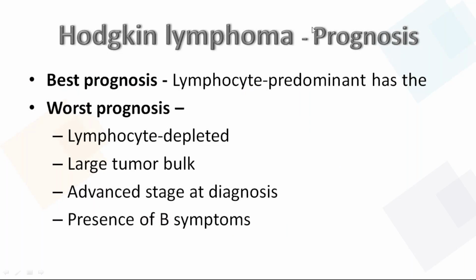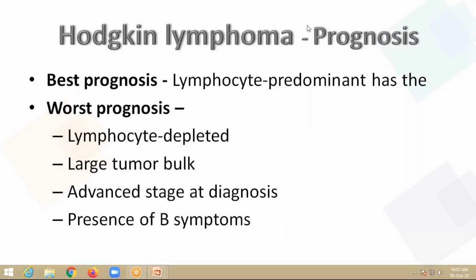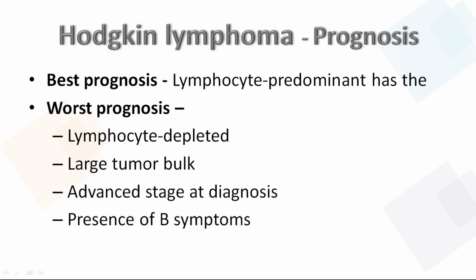So with all the therapy, what is the prognosis? The best prognosis is the lymphocyte predominant type. We have seen so many varieties now. Lymphocyte predominant has a better prognosis; there is good immunity. Worst prognosis is with lymphocyte depleted, or when the tumor size is very big, or advanced stage, already stage 4 or 3B. And the presence of B symptoms is always a bad prognostic sign. Okay, so this is the prognosis of Hodgkin's lymphoma.